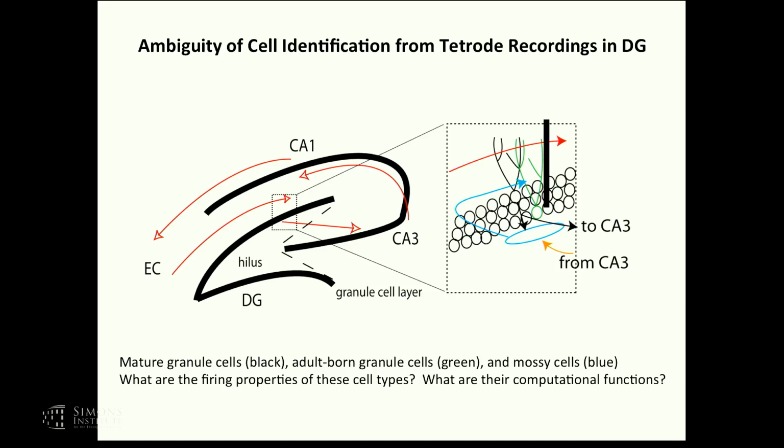And the whole history of recording from granule cells in the hippocampus in freely moving animals has actually been plagued by a problem. And the problem is as follows. There are actually two types of excitatory neurons in the dentate gyrus. You have the granule cell layer here. So this is the hippocampus: dentate gyrus, CA3, CA1. You blow up this region around the dentate gyrus granule layer.